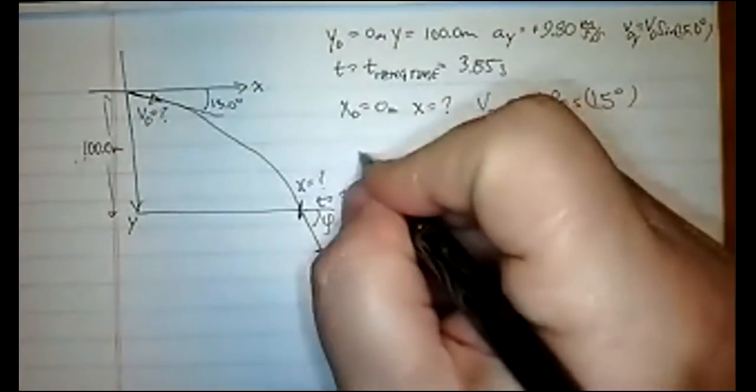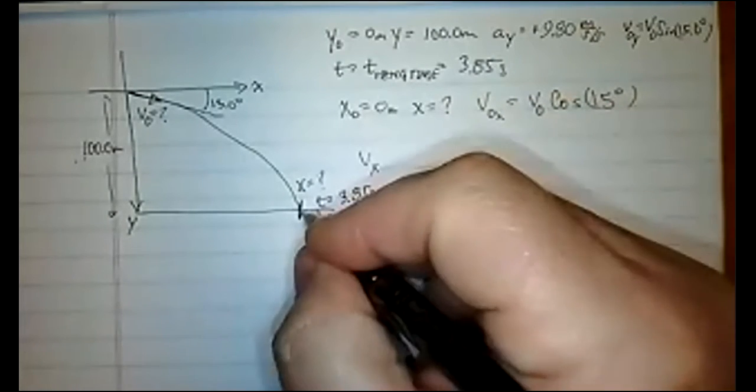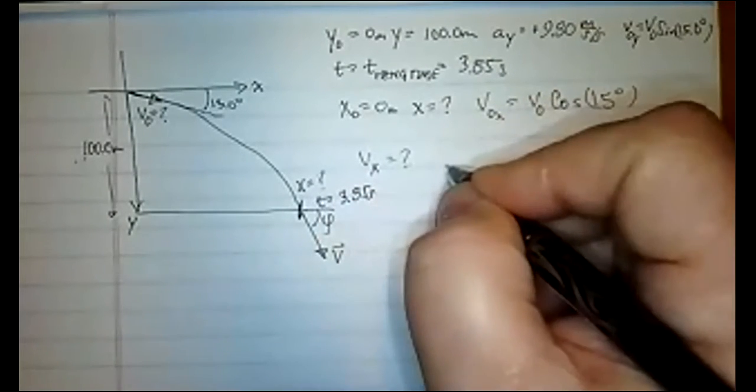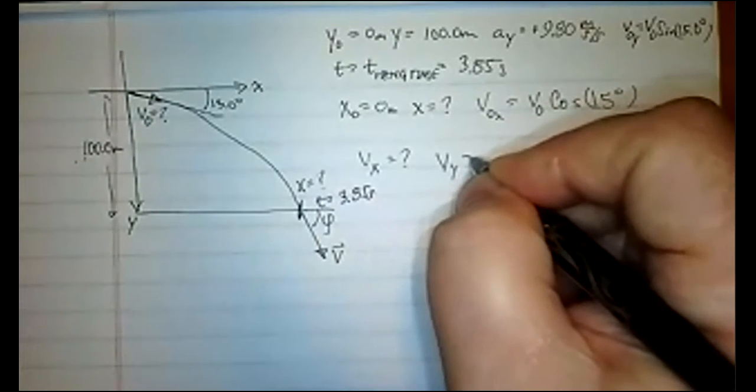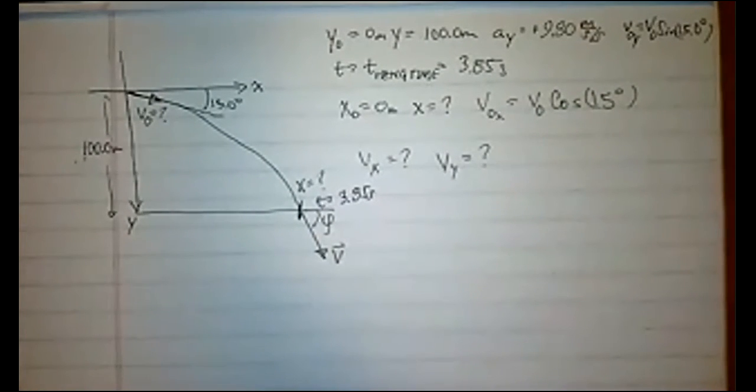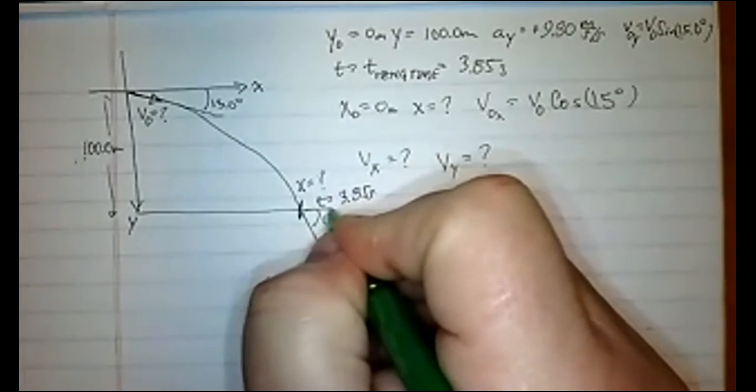We should actually find Vx, which would be the x component of velocity at the end, and Vy, which would be the y component of velocity at the end. And what they are really is this vector.